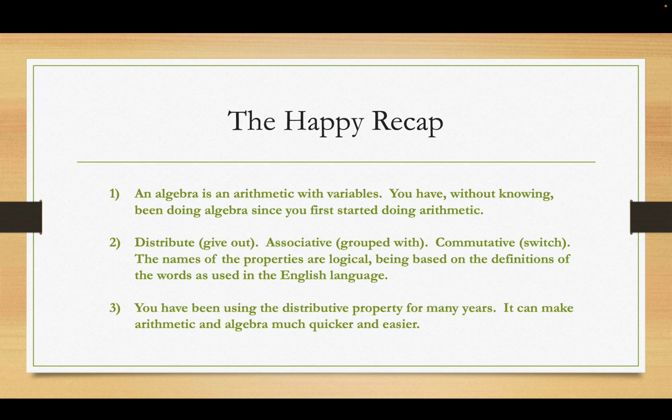Happy recap. Algebra is arithmetic with variables. You have, without knowing, been doing algebra since you first started doing arithmetic, and we did a whole lot of algebra in this particular problem. As far as property names: distribute, to give out; associative, group with; commutative, switch. The names of the properties are logical, and as you analyze what's going on, you can understand which one is which. You've been using the distributive property for many years. It can make both arithmetic and algebra quicker and easier.